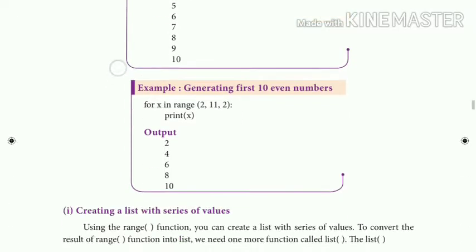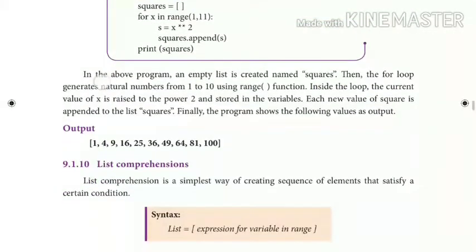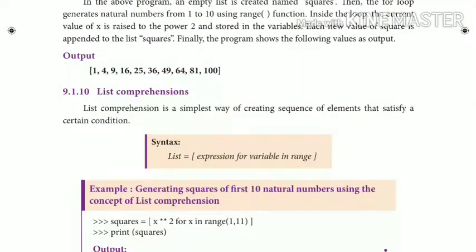So today's topic, we are going to see list comprehensions. Here you can see that you can give an expression inside the square brackets so that the list will be automatically generated. So that's what list comprehension is. List comprehension is a simple way of creating a sequence of elements that satisfy a certain condition.